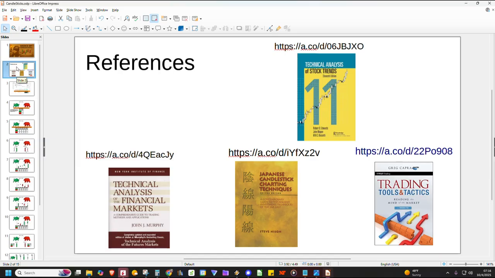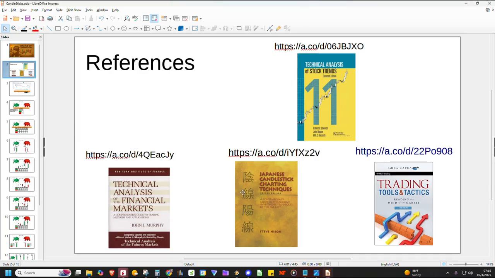First up, here are 4 books, which are great references. The first one up top is the Edwards and McGee book. It's been around for a long time, one of the classic technical analysis textbooks. The one book I've probably read the most of is these two down at the bottom. The first one I read was Technical Analysis of the Financial Markets by John Murphy. Excellent book, goes over the basics.